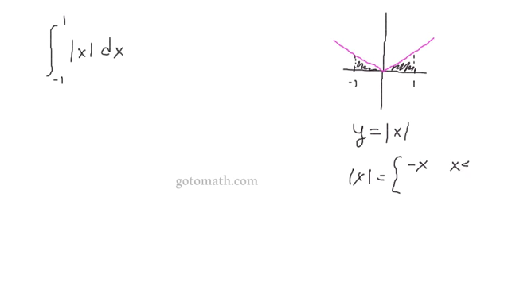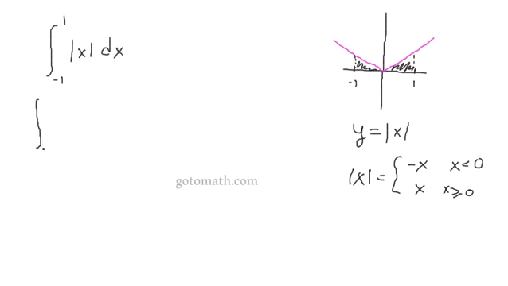x is less than 0, and x is greater than or equal to 0. This piecewise function defines, if we looked at our graph, this absolute value of x. And this is what we're going to be using, this part here.